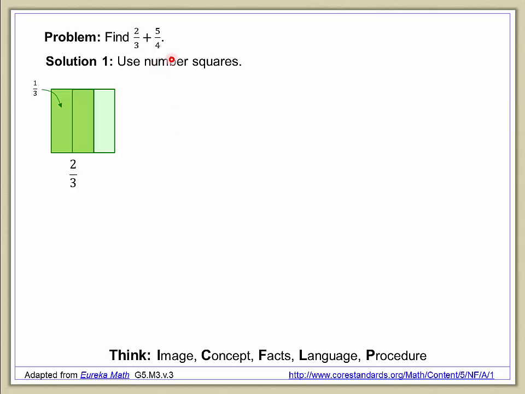Now we're going to look at 5/4 and think about what that looks like. Well, we'll start with another 1. This time, because we're working with fourths, we need to break it into fourths. But you'll notice that we can't represent 5 of them. We've only got 4 of them. This is a mixed number.